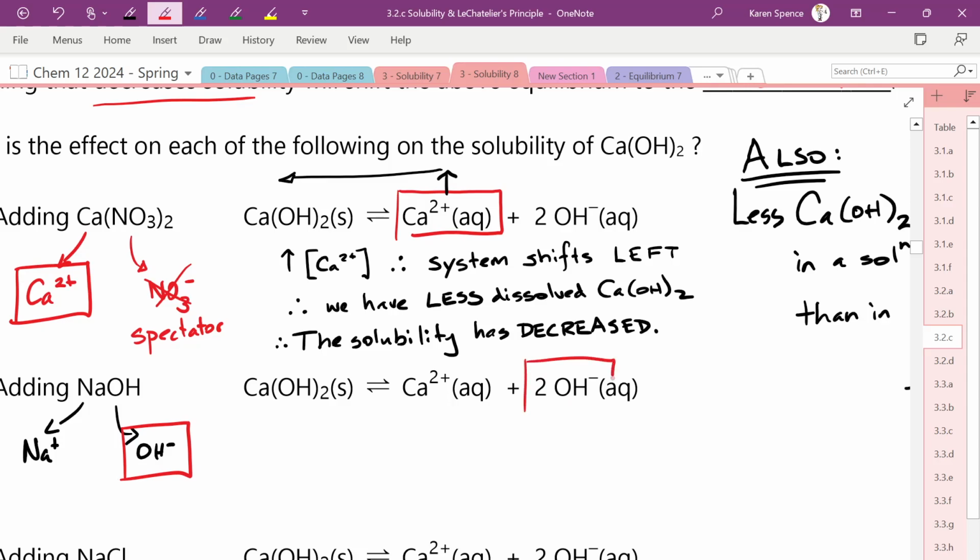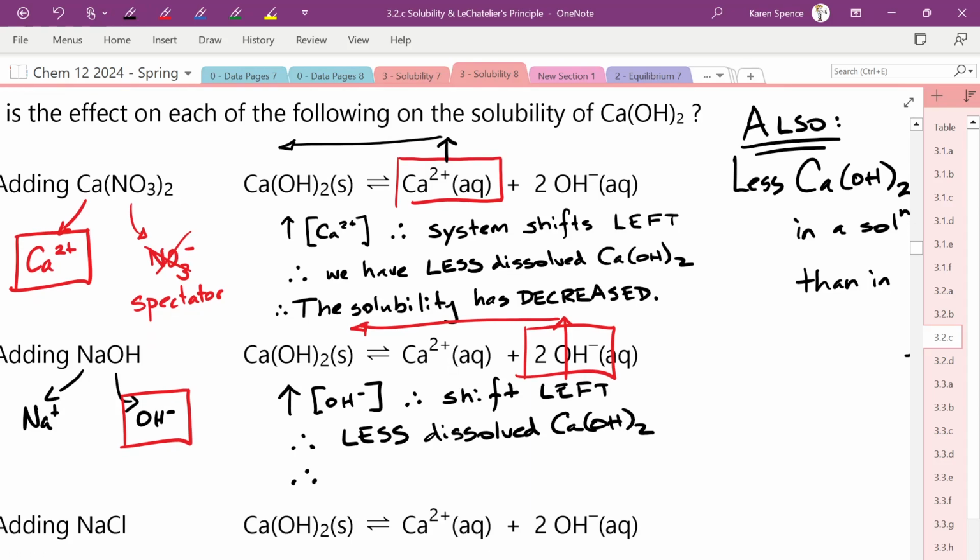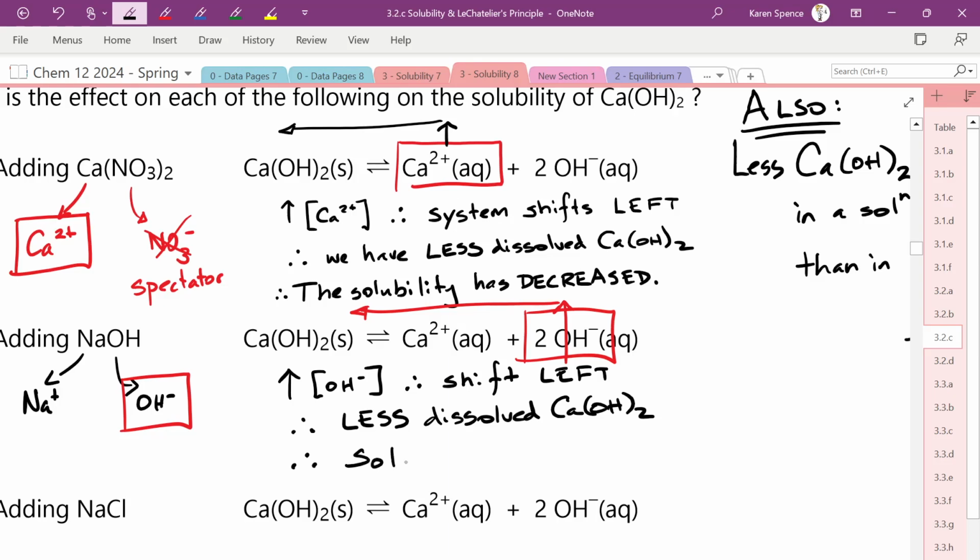OH minus. So what has happened here? We have increased the concentration of OH minus. Therefore, we get a shift to the left. Therefore, do we have more or less dissolved calcium hydroxide? Less dissolved Ca(OH)2. And therefore, what has happened to the solubility? Solubility has decreased.